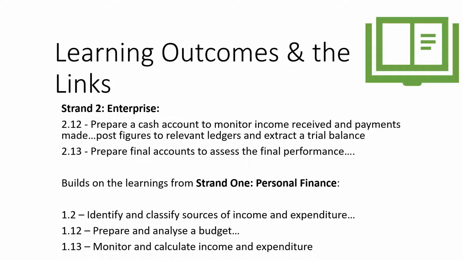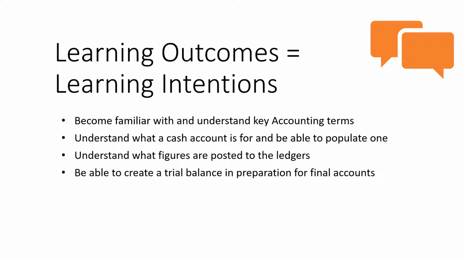And these learning outcomes build on students' learnings from Strand 1 Personal Finance, where they identified and classified sources of personal income and expenditure. They learned how to prepare and analyze a budget, and to monitor and calculate income and expenditure. So for this unit of learning, what do the learning outcomes mean for students?